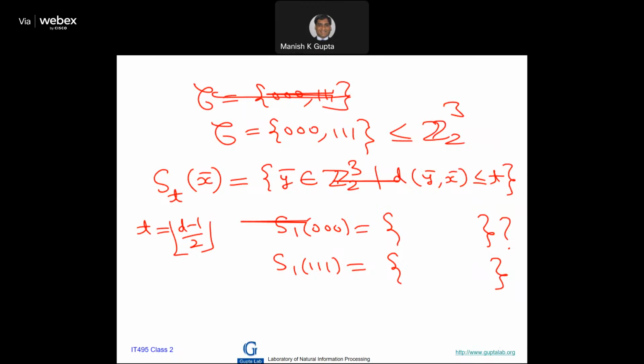So what are these values here? S of 0, 0, 0, if t is equal to 1. So you need to look at, Z2^3 has 8 vectors. Find out those vectors which have distance 1 from 0, 0, 0. What are these vectors here? I can write down the values of Z2^3.